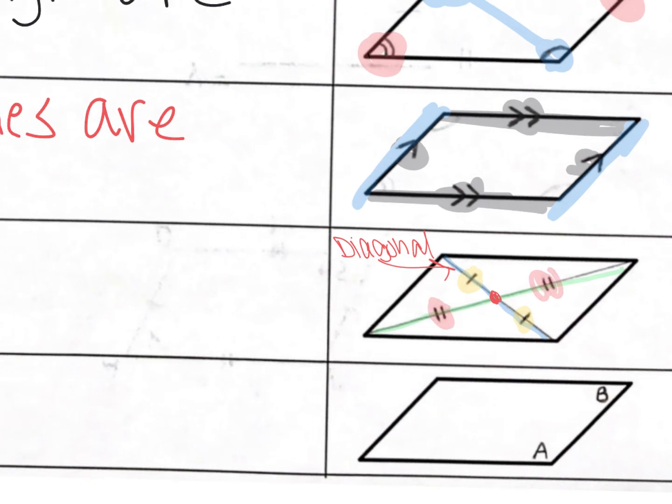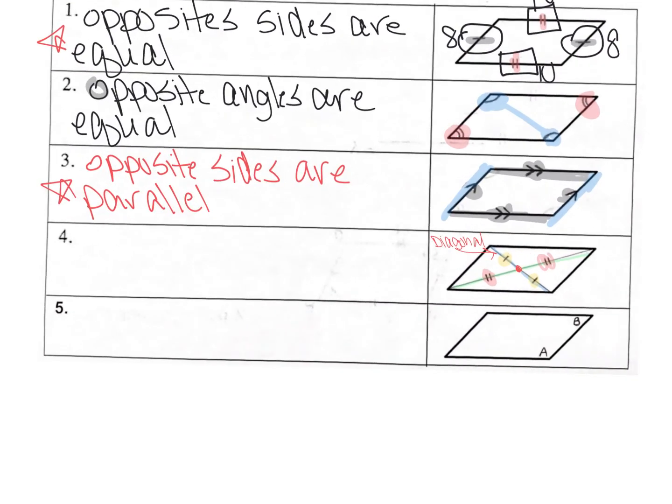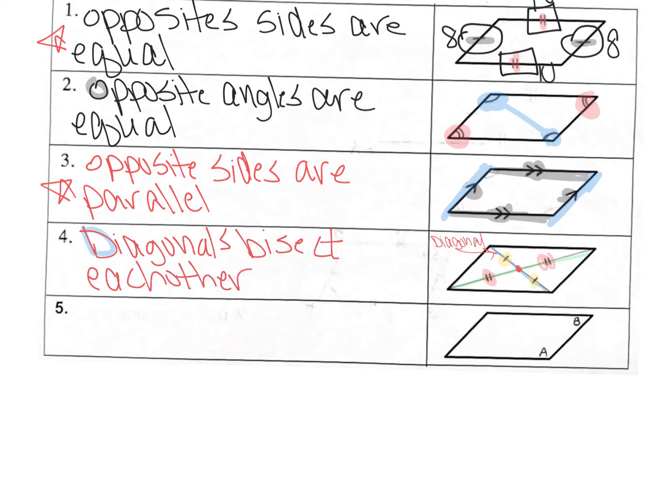So what we call that, if we are going to describe it in words, is that the diagonals bisect each other. All that means is they make 2 equal parts.